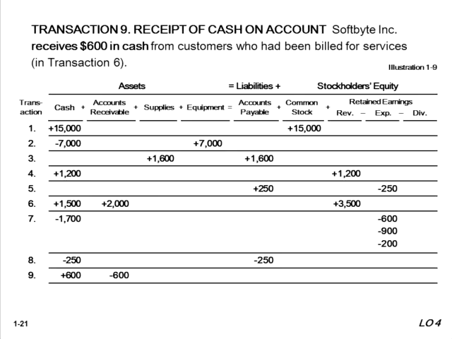Transaction 9. SoftBite receives $600 in cash from customers who have been billed for services in transaction 6. So if you look at transaction 6, there's a $2,000 balance in accounts receivable. So now the company is going to collect $600 of that. So cash will go up by $600 and accounts receivable will go down by $600. So we have an asset going up, another asset going down by the same amount.